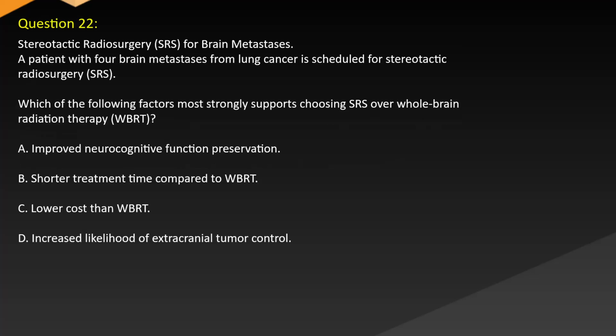Question 22. Stereotactic radiosurgery (SRS) for brain metastases. A patient with brain metastases from lung cancer is scheduled for stereotactic radiosurgery (SRS). Which of the following factors most strongly supports choosing SRS over whole brain radiation? A. Improved neurocognitive function preservation. B. Shorter treatment time compared to WBRT. C. Low cost. D. Increased extracranial tumor control.